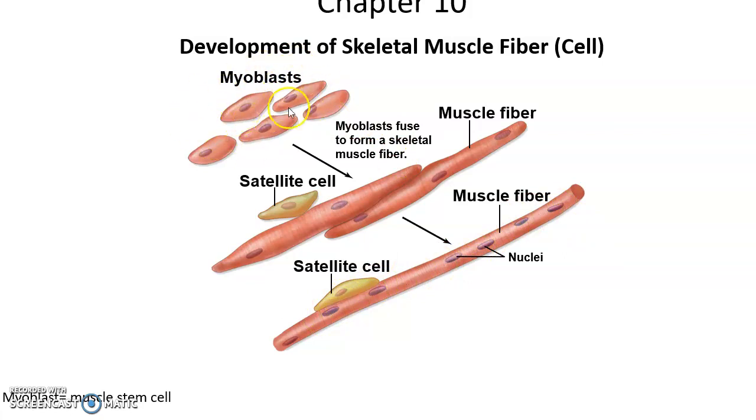lots of different myoblasts. Now, most of the myoblasts become skeletal muscle fibers. We have very few stem cells, myoblasts, remaining in our muscles. The few that remain are called satellite cells. So a satellite cell is basically a myoblast that still exists in our muscles. Not a lot of them, so they can only manage minor repairs to damaged skeletal muscles.